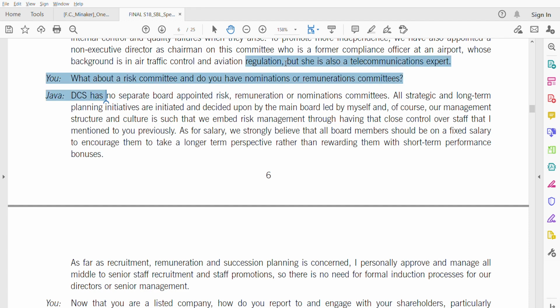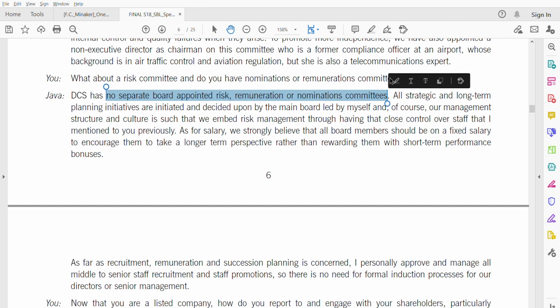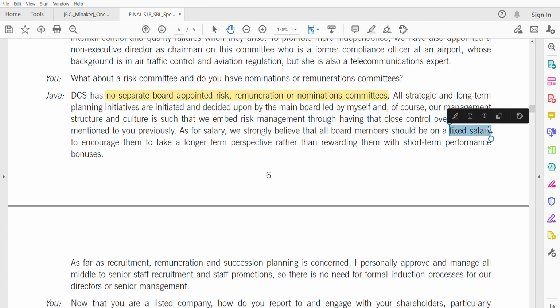This is very, very important from the point of corporate governance. No risk, no remuneration, no nomination committee. All strategic and long-term planning initiatives are initiated and decided upon by the main board led by myself, and of course our management structure and culture is such that we embed risk management through having that close control over staff that I mentioned to you previously. As for salary, we strongly believe that all board members should be on a fixed salary. Fixed salary is important. Maybe for the remuneration package, right? To encourage them to take a longer term perspective rather than rewarding them with the short term performance bonuses. So that's what they believe, right?